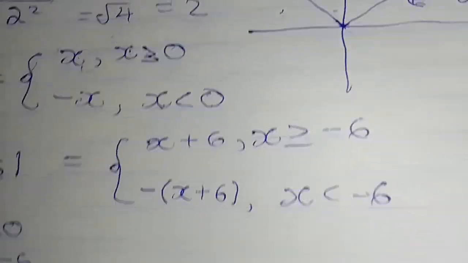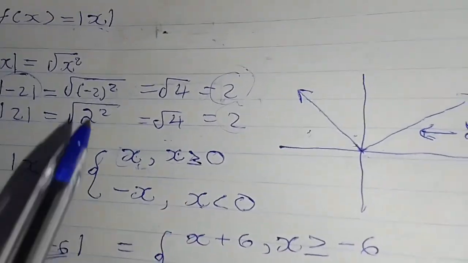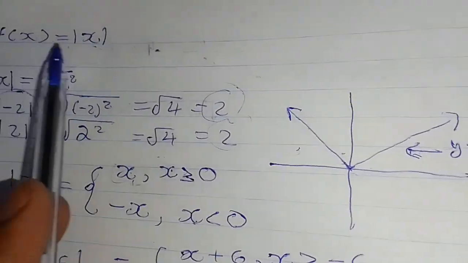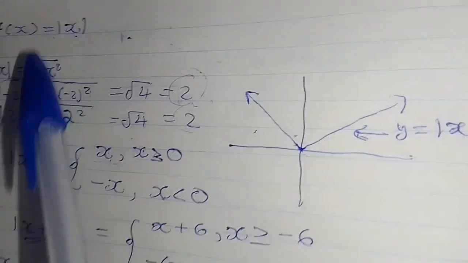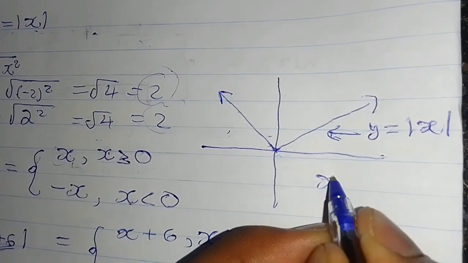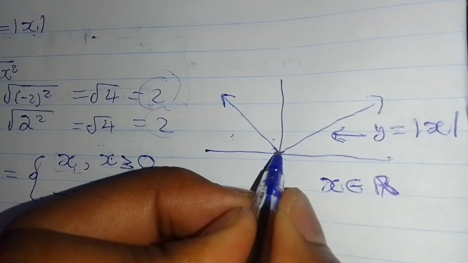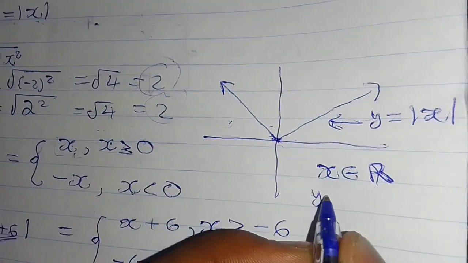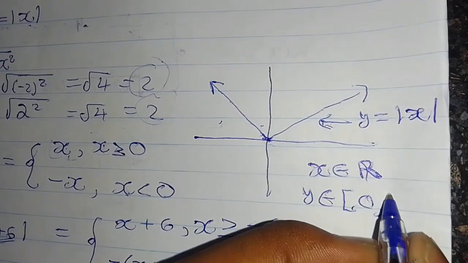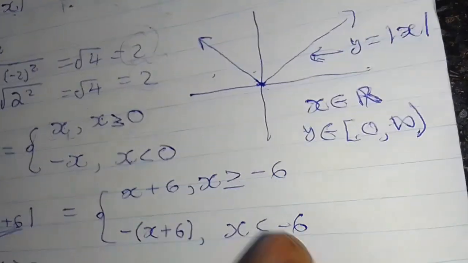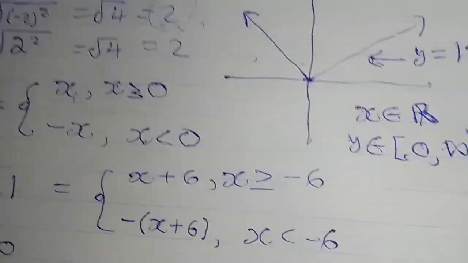And then, what about the absolute value of x plus 6? Going back to y equals the absolute value of x, so f of x equals the absolute value of x, you can see that since there were no restrictions offered here, the domain is all sets of real numbers. But what about the range? You see that the minimum value you get here is 0. So y goes from 0, with 0 included, up to infinity, every positive value is included. So a minimum of 0 and all positive values.